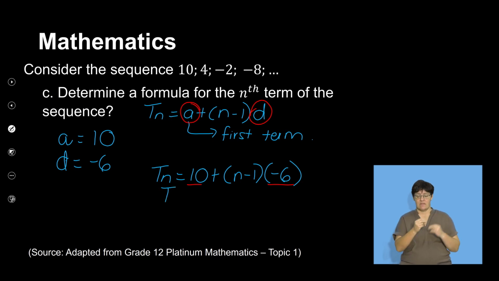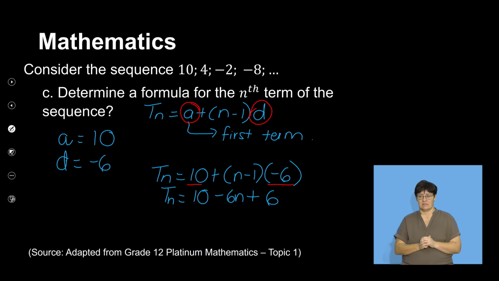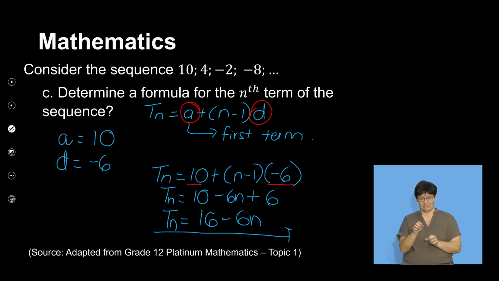So Tn is equal to 10 minus 6n plus 6. Simplifying one step further, the general term will be equal to 16 minus 6n. So that is the general term for my arithmetic sequence.